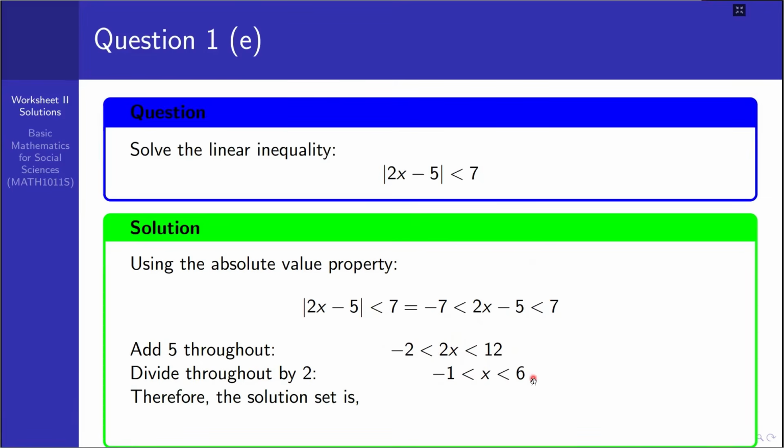Therefore, the solution set could be the set of real numbers in between minus 1 and 6, or it is an open interval from minus 1 to positive 6. Therefore, this interval will be the solution set for this inequality, which is the absolute value of 2x minus 5 less than 7.